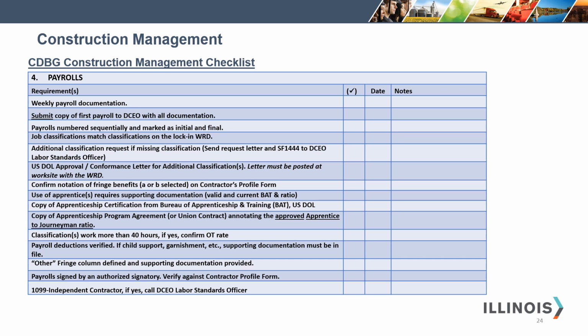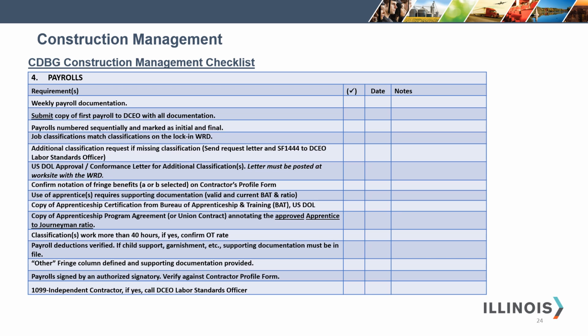If there is a class or group indicated on the wage rate determination, then that class or group must also be indicated on the payroll documentation. Additional classification requests must be included in the contract files and requested from the Labor Standards Officer. All documentation must be kept in your project file. The U.S. Department of Labor's approval or conformance letter for additional classification must be posted at the work site and sent to the contractor and kept in your construction project files.